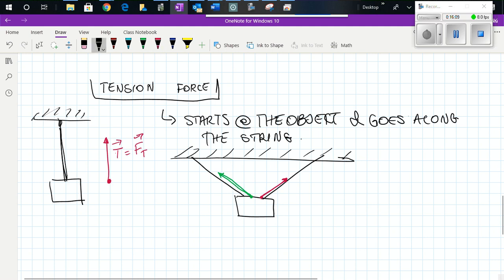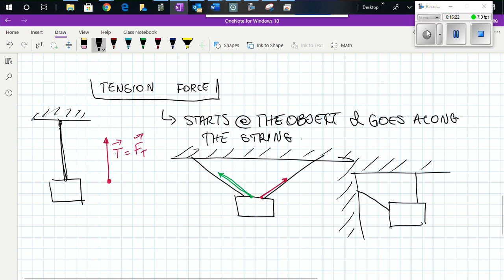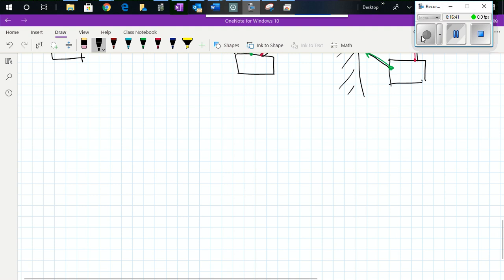Or if you have a different situation, suppose that you have an object that is like this on the wall. Those are the two strings. Then the force of tension starts from the object and goes along the string. Is it clear? The third type of force that we will discuss and talk about in dynamics a lot is known as the normal force.